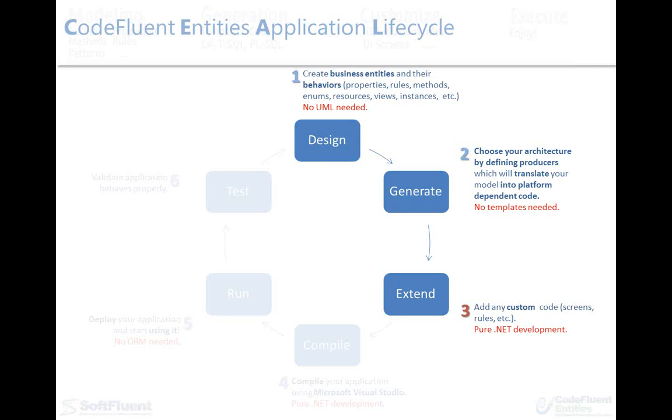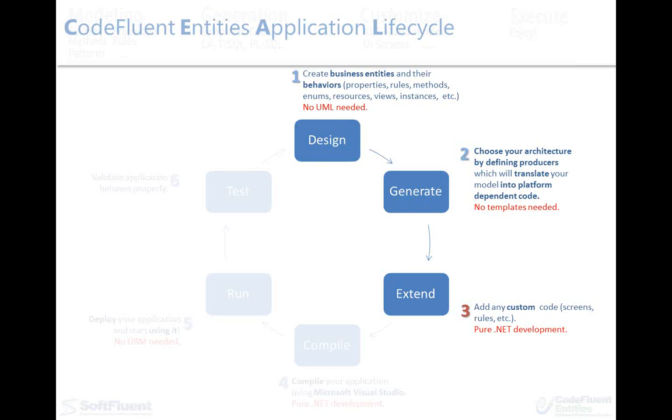I'd like to emphasize the fact that all handmade extensions such as partial classes won't get overwritten on the next generations. And this is also true with the database. CodeFluent Entities provides a diff engine which updates the database at each generation instead of dropping everything and recreating everything over.